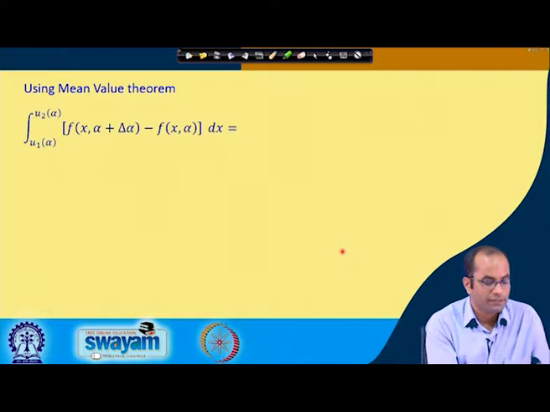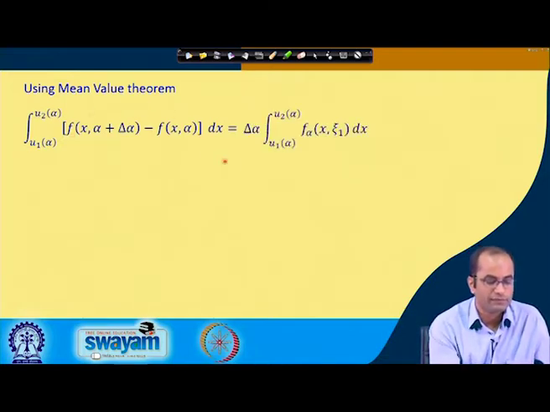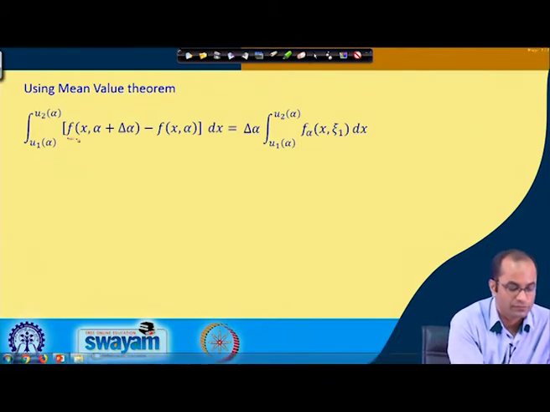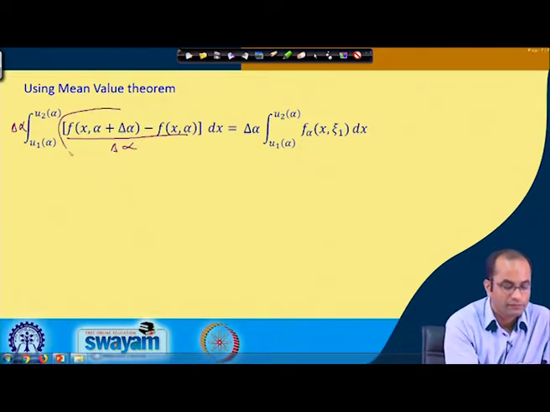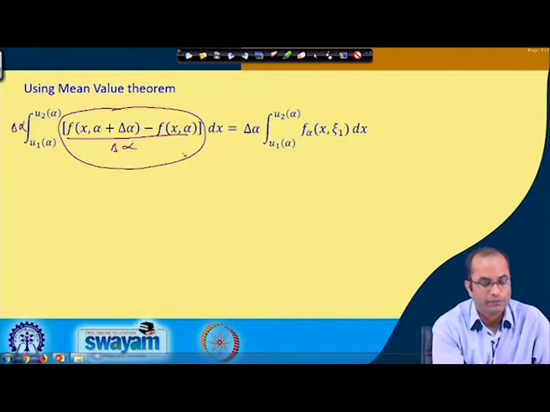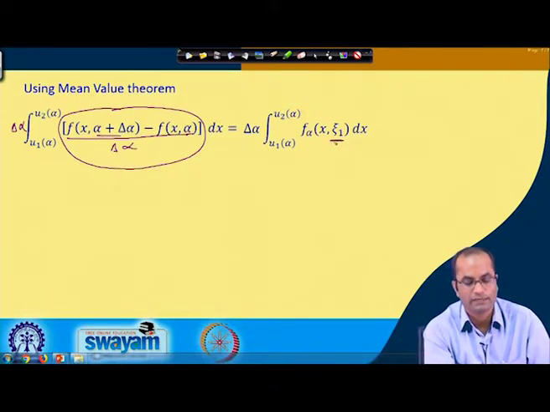So, using the mean value theorem for the first integral we have this difference. We will apply the mean value theorem here, which says that if we divide by delta alpha and multiply by delta alpha, we can do so. So, divide by delta alpha and then multiply by delta alpha here. So, this one by the Lagrange mean value theorem will be the derivative with respect to alpha, because the increment is in alpha, of f x and some point here xi, which we are calling xi 1.